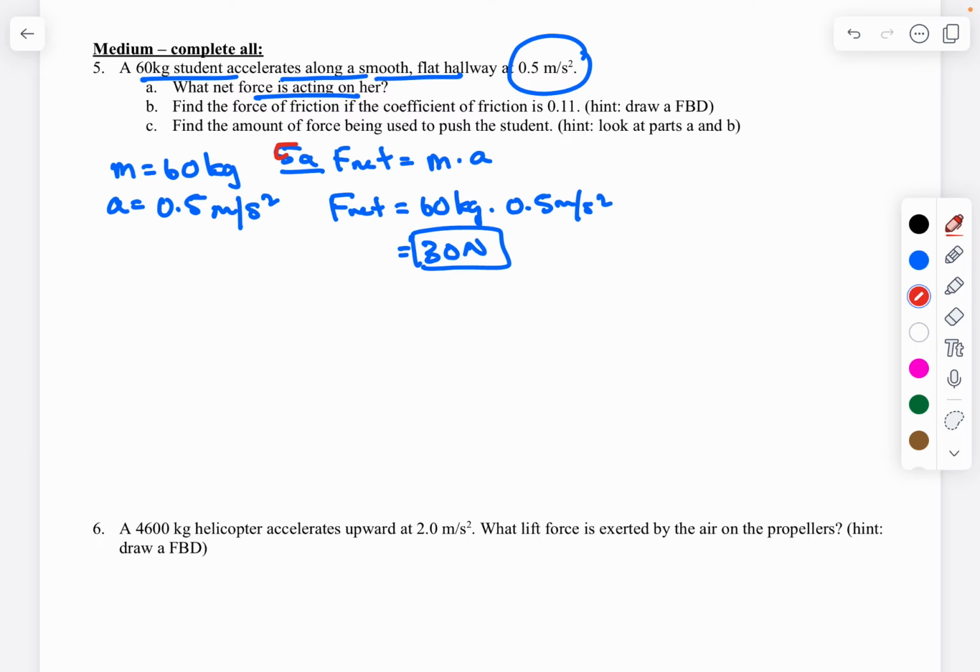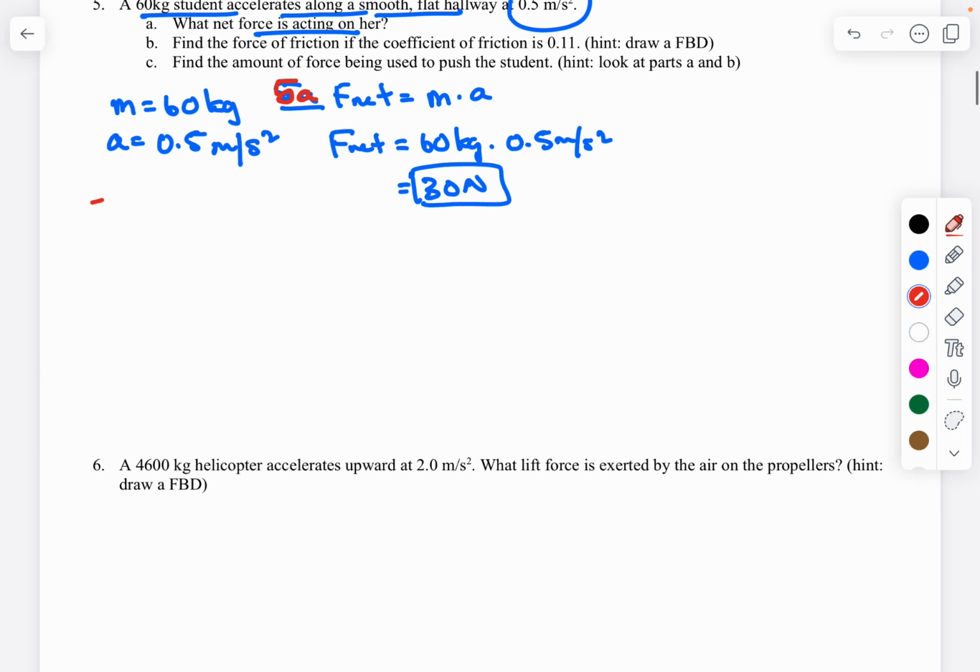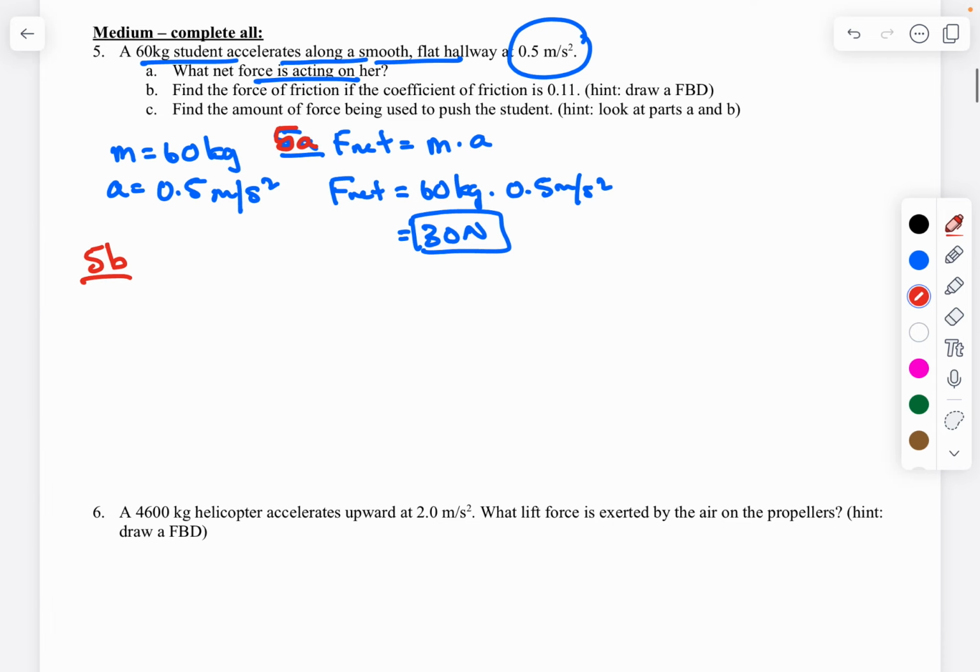Maybe I should write it in a different color. 5A. Right, so let's look at 5B. For 5B, find the force of friction if the coefficient of friction is this. Hint, draw a free body diagram.